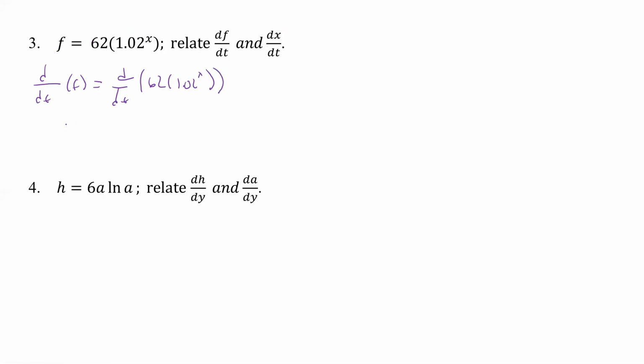Okay, so when we take that derivative, we just get df dt. Now, when we take the derivative of this with respect to x, we're going to get 62 times, well, this is b to the x, so that's going to be times ln of 1.02, and then times 1.02 to the x, and then it's going to be dx dt. Okay, so that would be what our derivative of this one would be.